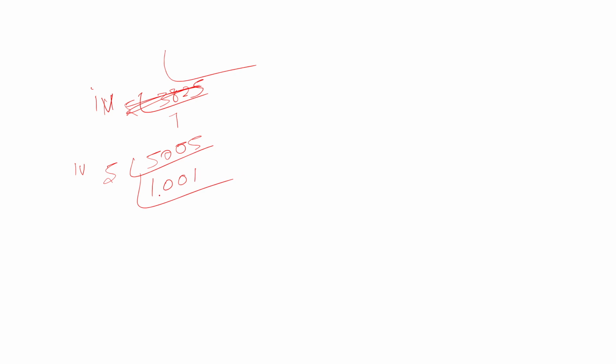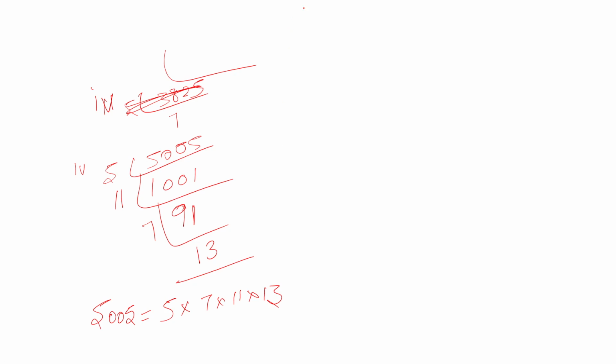5 into 1001. In 1001, 3 is not possible, so you can take 7. 7 times 11 is 77, 7 times 13 is 91. So which number will divide 91? You can try 7 and 13. Okay, 13 is a prime number, then it is done. So 5 into 7 into 11 into 13. You can write it in ascending order, or you can write it in the same way also.